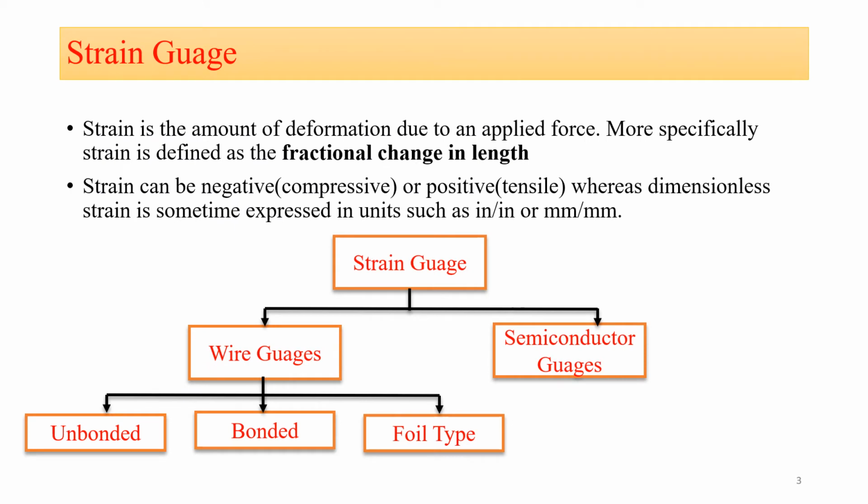Now what is strain gauge? Strain is the amount of deformation due to an applied force, and more specifically strain is defined as the fractional change in the length when the force is applied. And strain can be negative, that is compressive, or it can be positive, that is tensile, whereas the dimensionless strain is sometimes expressed in units such as inch per inch or millimeter per millimeter.